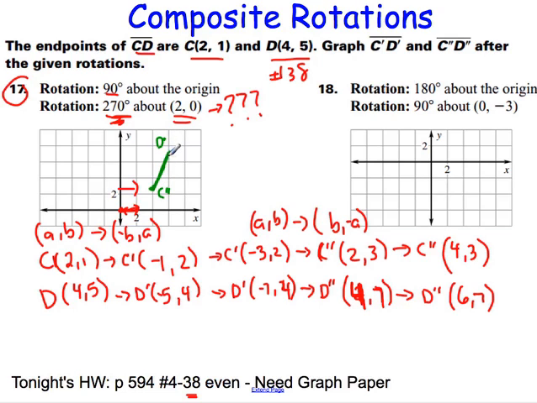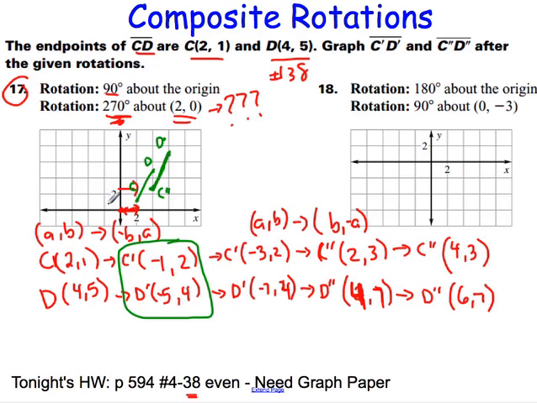That's our image. The pre-image again was CD, so that's 2, 1. That's right here. And then we have 4, 5. Over 2, 4, up 2, 4, 5. This is D. Let's see if we get the other piece in here. This is the image, I guess. So here's the pre-image. Oh boy, this is weird.